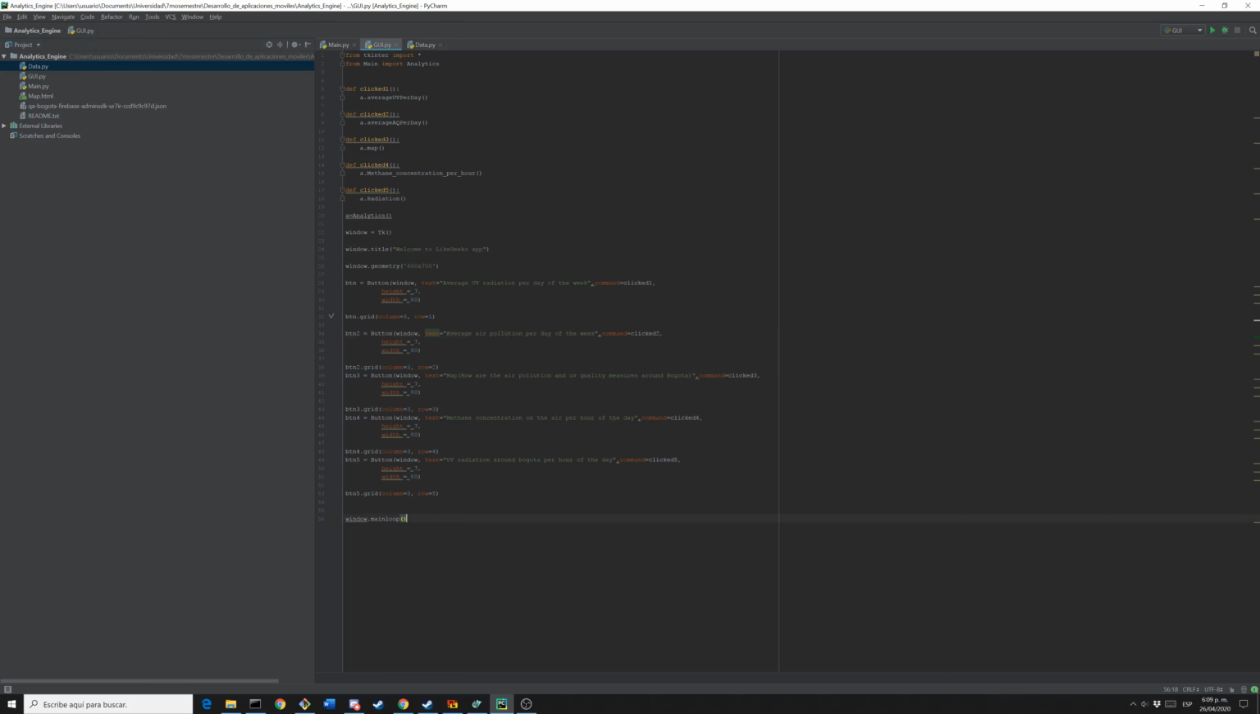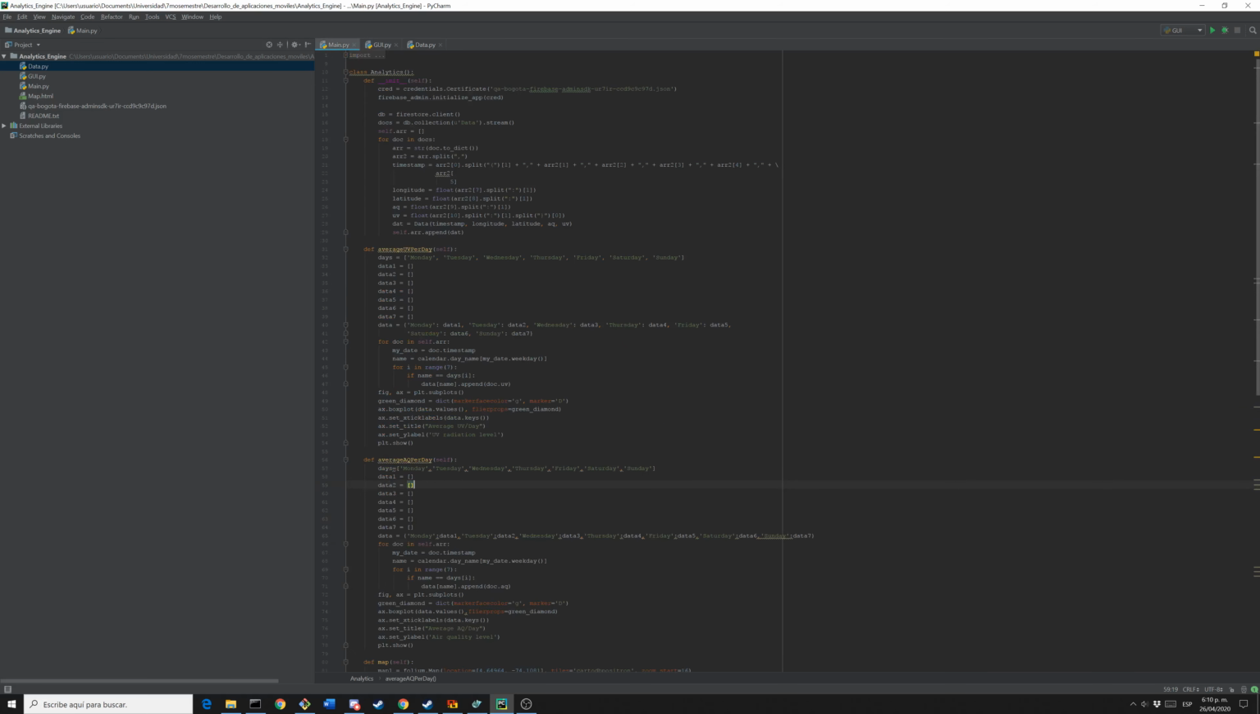Hi, so now we'll talk about our analytics engine used to support business questions regarding our app. Our analytics engine is divided in two parts, the user interface and the main. The user interface just shows the different questions that need to be answered, and each one shows a visualization for each one of the questions.